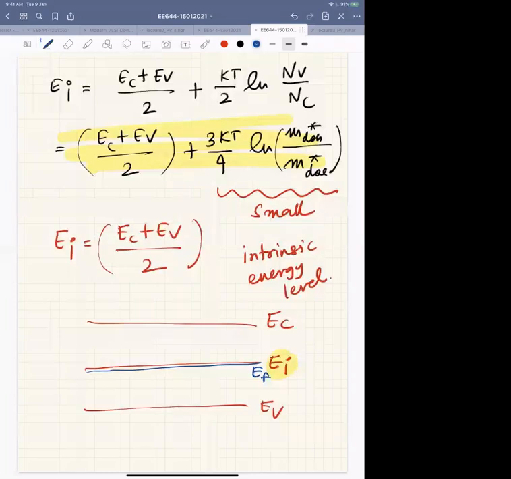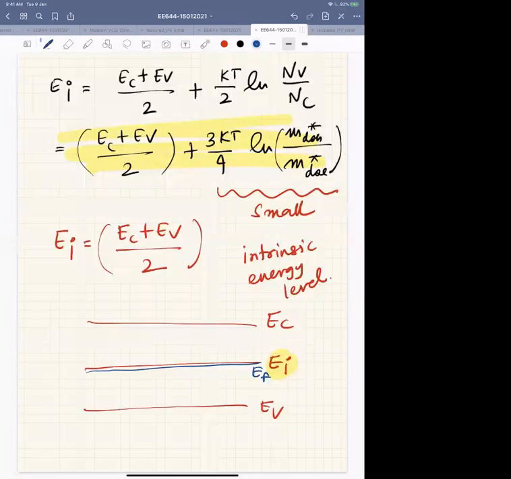Okay, so this is about intrinsic semiconductors. We know what an intrinsic semiconductor is: a pure semiconductor crystal without any doping and without any defects. At room temperature, the number of electrons and the number of holes will both be Ni. And for silicon, we know Ni is around 10 to the 10 per centimeter cube, right?